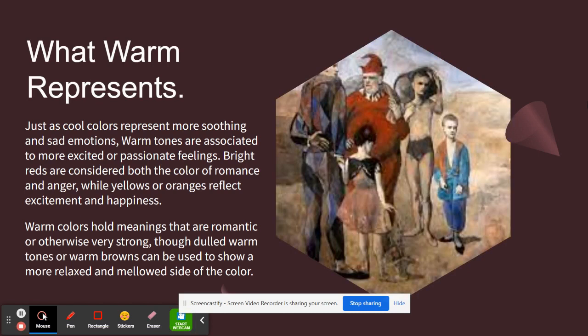What warm represents. Just as cool colors represent more soothing or sad emotions, warm tones are associated to more excited or passionate feelings. Bright reds are considered both the color of romance and anger, while yellows or oranges reflect excitement or happiness. Warm colors hold meanings that are romantic and otherwise very strong, though dulled warm tones or warm browns can be used to show a more relaxed or mellowed side of the color.